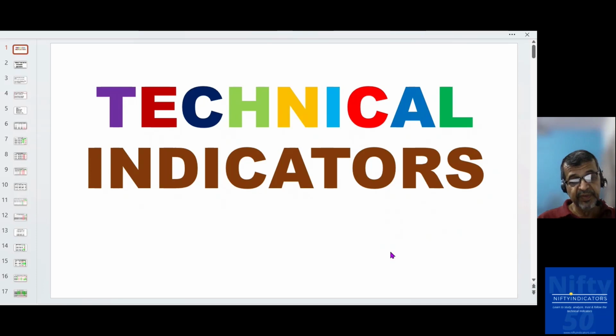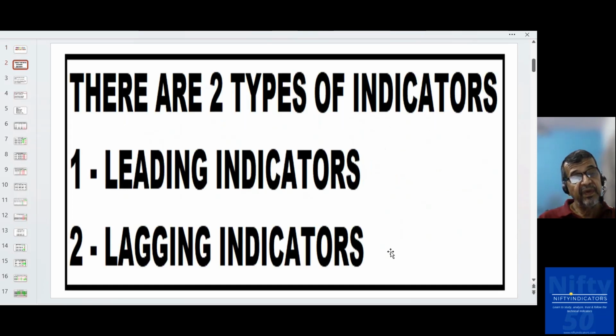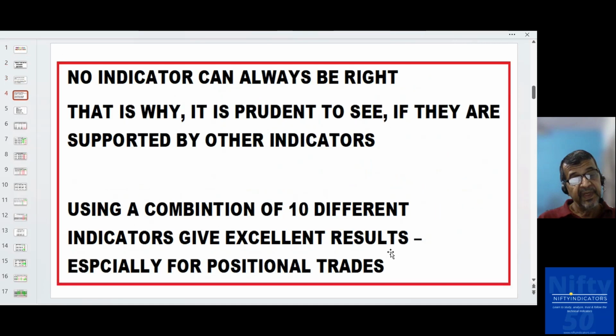for safety purpose. I use a combo of 10 indicators for safety. These 10 indicators combo, when they give buy signal, market normally tends to move up, and when they give sell signal, they tend to move down.